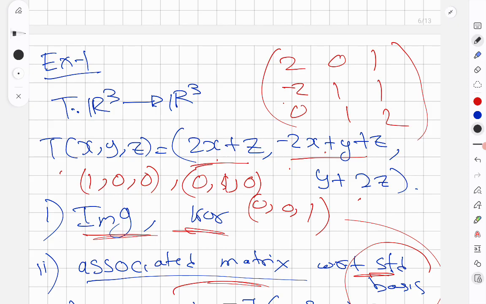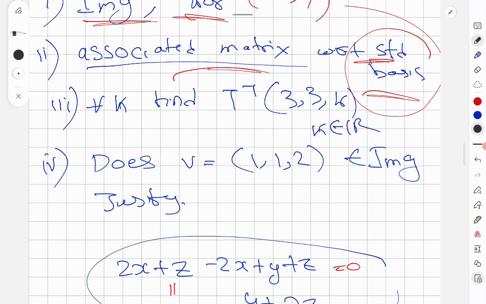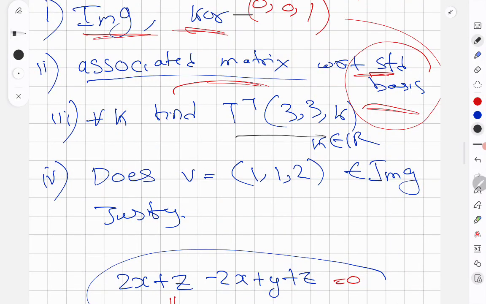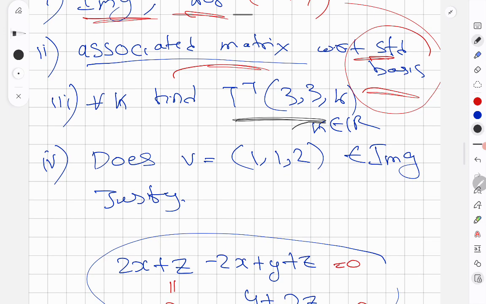Here the matrix is just one. The rest we are using for linear independence or linear dependence. It's up to us. The last question is this one. Find the value of k such that T inverse of 3, 3k, that is, you have to find the pre-image of this one.